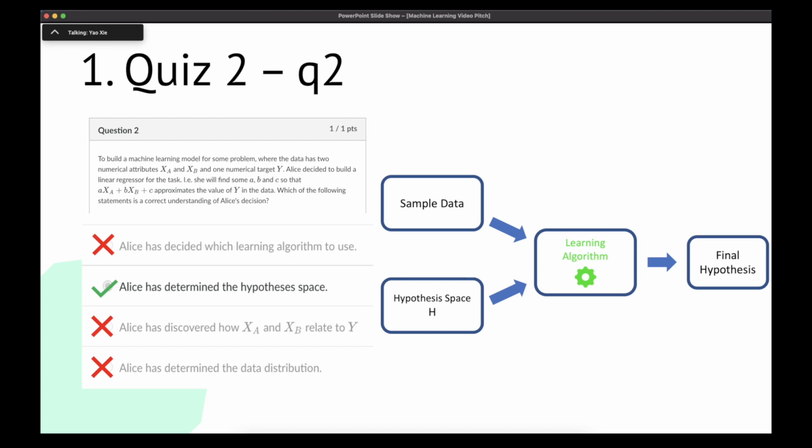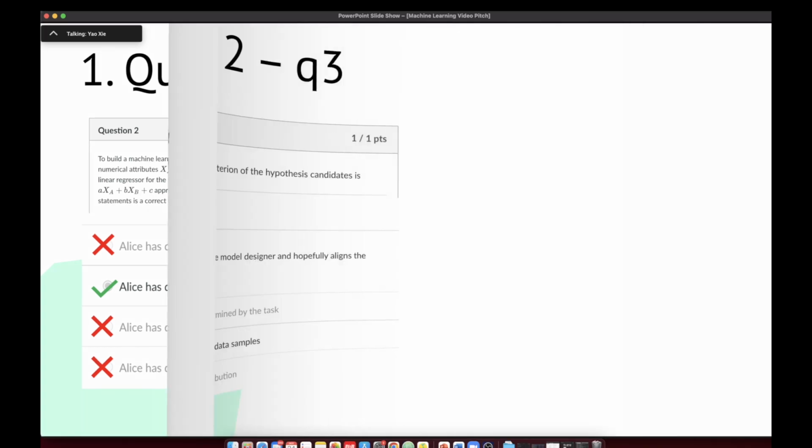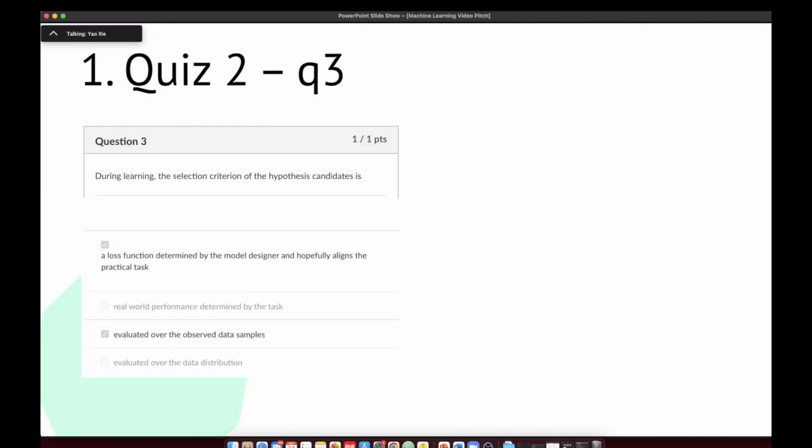So for this question, the multiple linear regression model using gradient descent algorithm is suitable to model the linear relationship between xa, xb, and the target y. Now, let's move on to the next question.